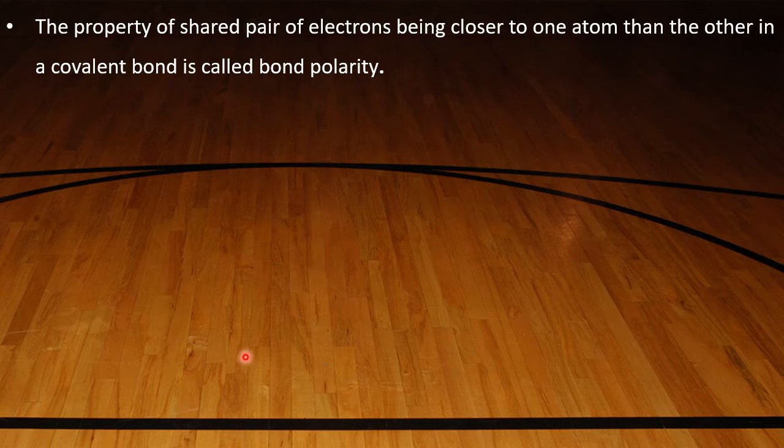The property of shared pair of electrons being closer to one atom than the other in a covalent bond is called bond polarity. I told you in the beginning, in a cartoon of HCl, Cl was more electronegative, holding the electrons more strongly towards itself, creating the poles. This is once again called bond polarity. This is the definition for bond polarity.